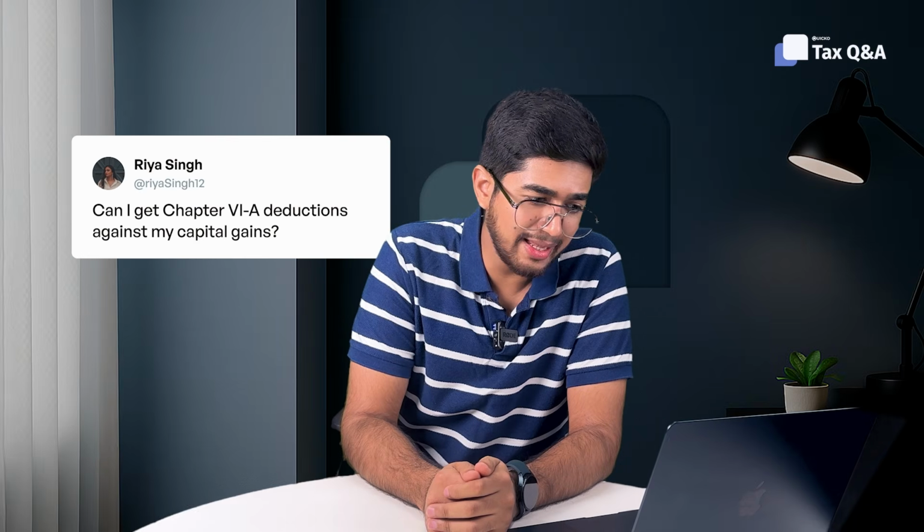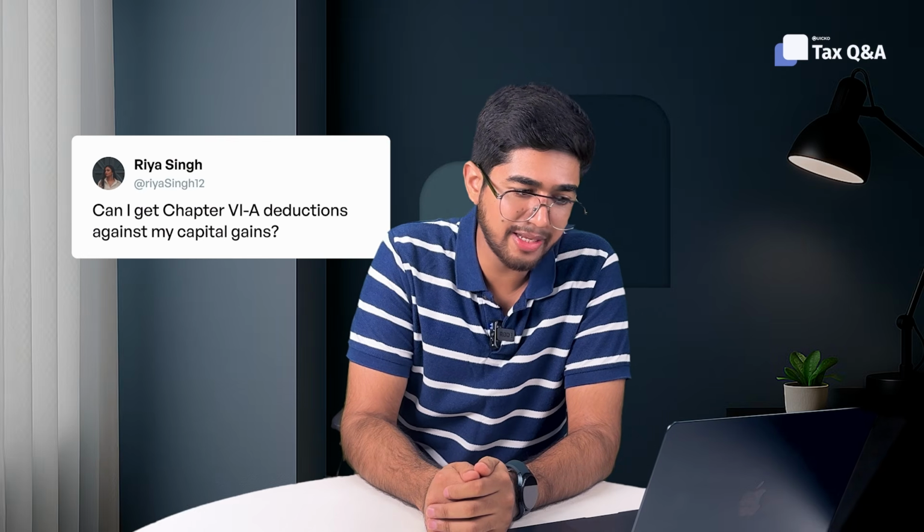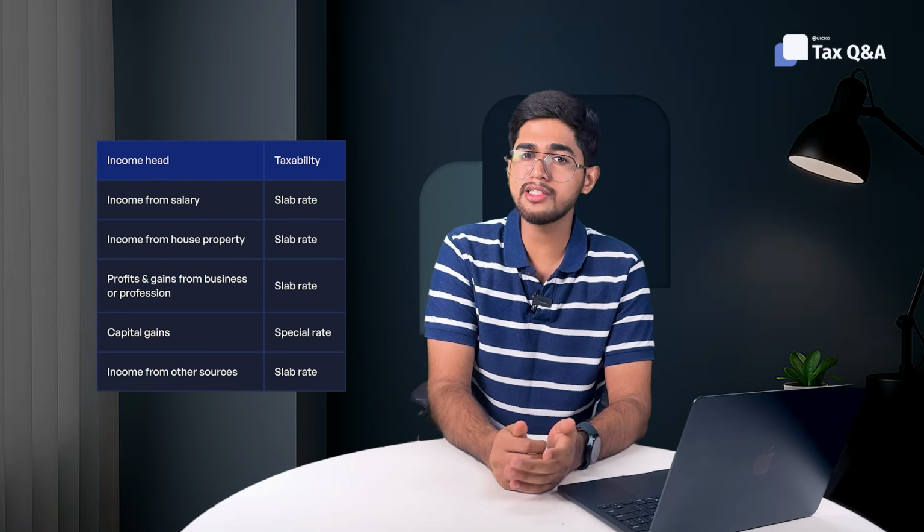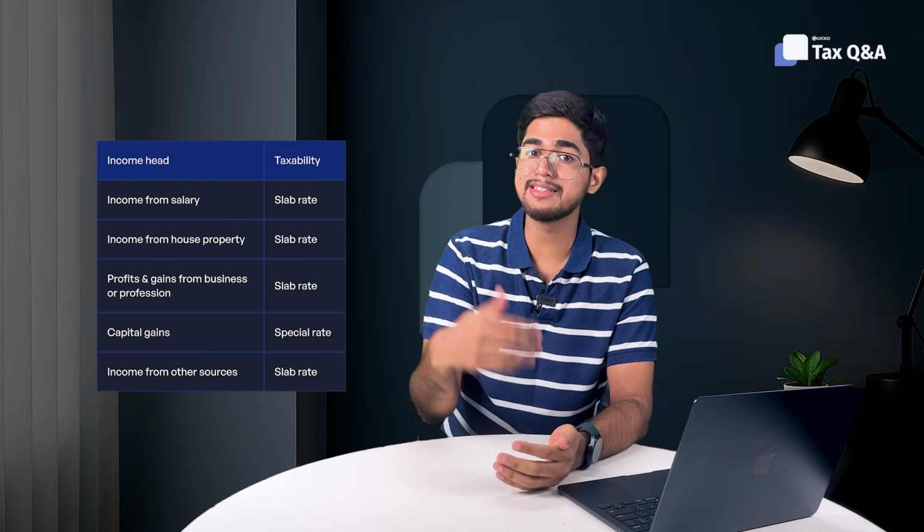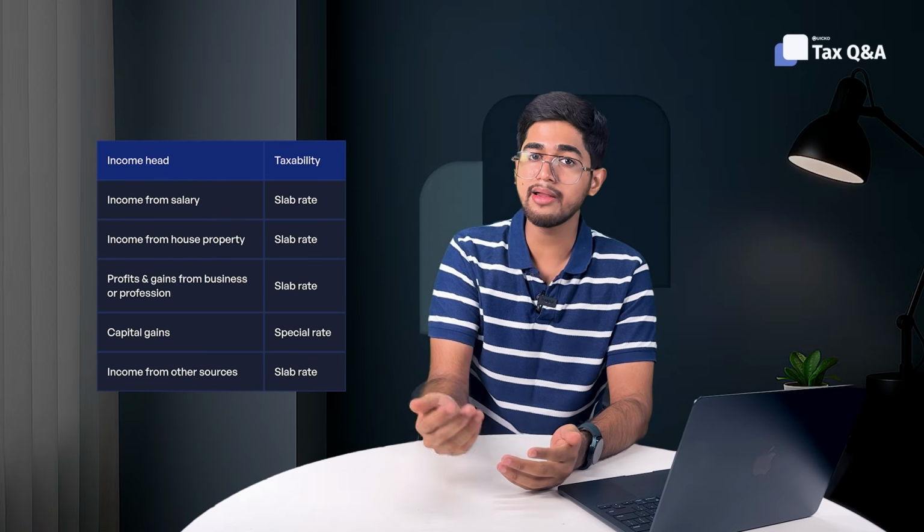Ria wants to know, can I get Chapter 6A deductions against my capital gains? No, you can't claim Chapter 6A deductions like 80C or 80D against your long-term or short-term capital gains. These deductions are only allowed against incomes taxed at slab rates, for example salary, rental income or your intraday and F&O profits.